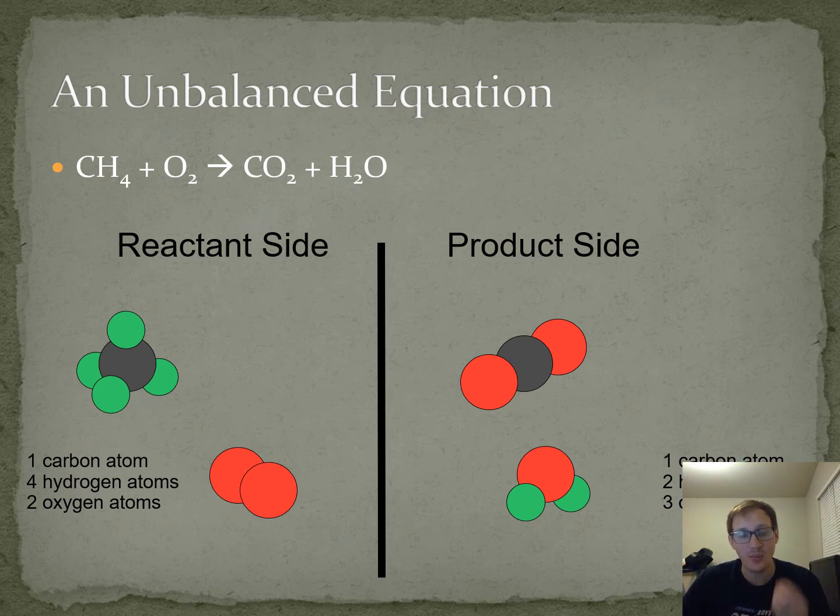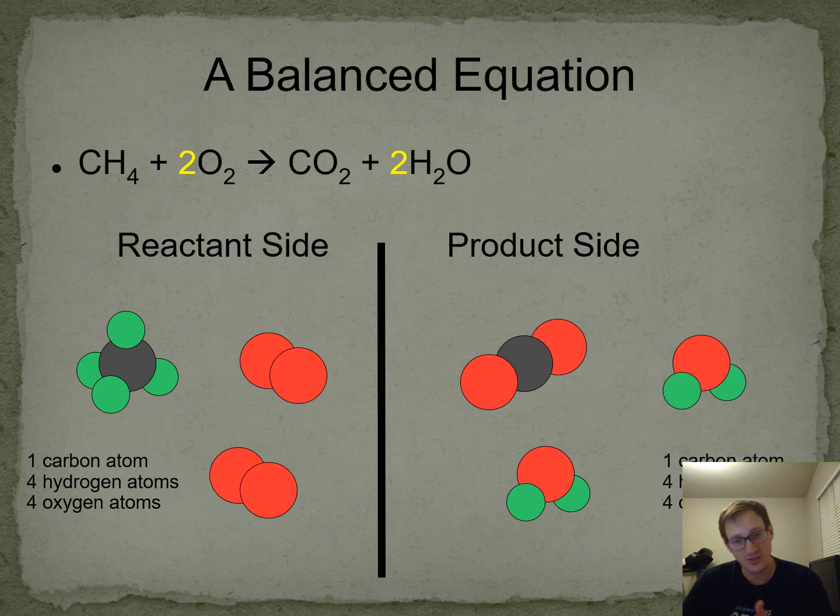We need to come up with coefficients that will balance this equation. In order to do that, we place a 2 in front of this O2, making it 4 oxygen atoms on the left. And then we place a 2 in front of the water, making it 4 hydrogen atoms and 2 oxygens. And now we're balanced, and we have satisfied the law of conservation of mass.